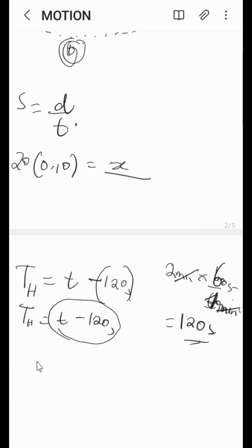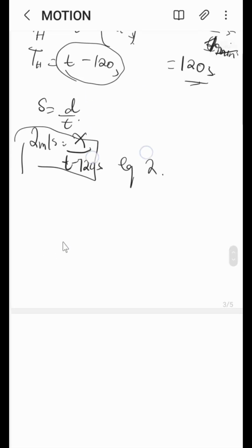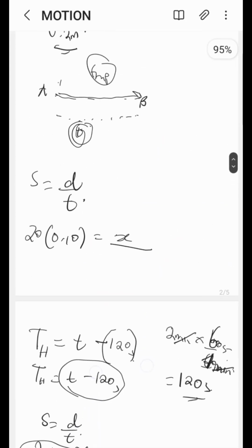So I get back to the equation for the hare. You have speed is equal to distance over time. Speed is 20 times that of the tortoise, so we'll say 20 multiplied by 0.10. So you have 2 meters per second is equal to the distance traveled, x, over the time, t minus 120 seconds. This is equation 2. Let's place the two equations and see how best we can use them.